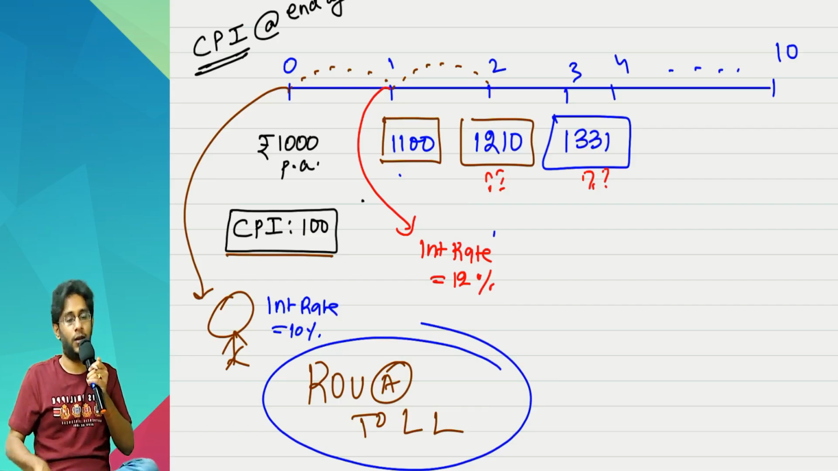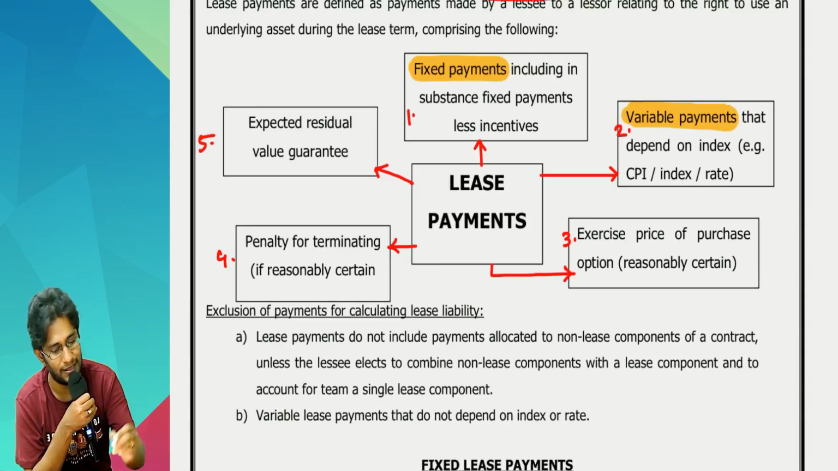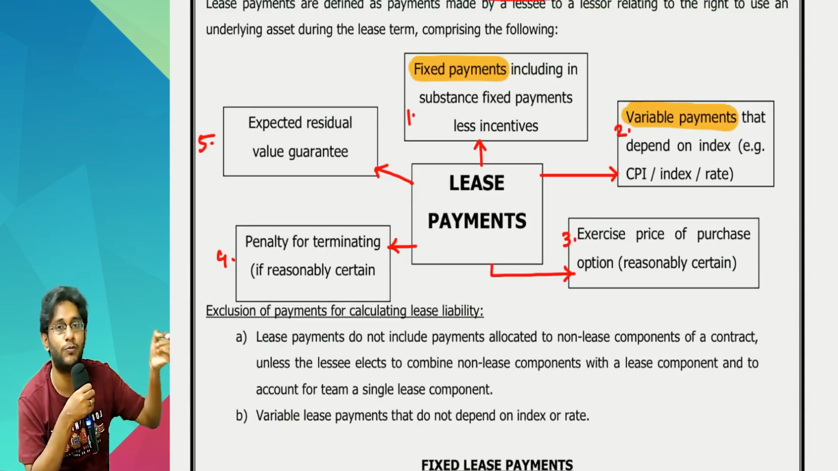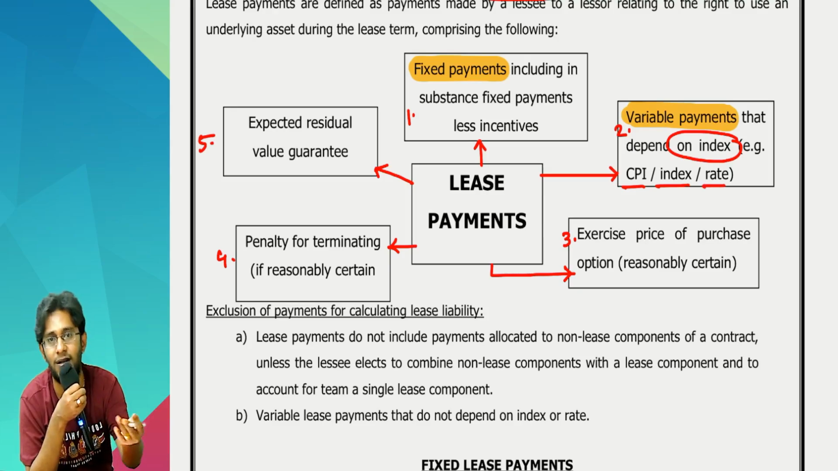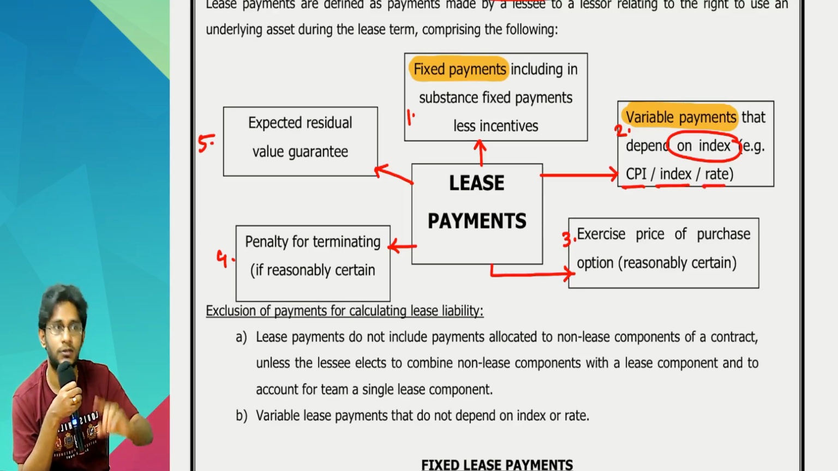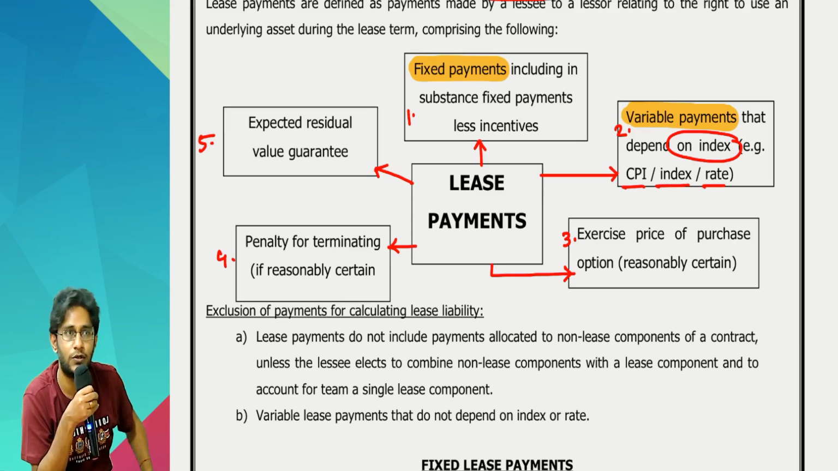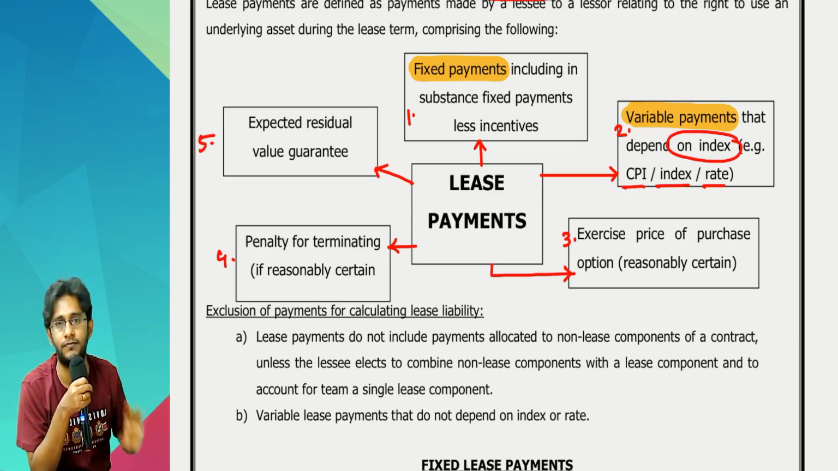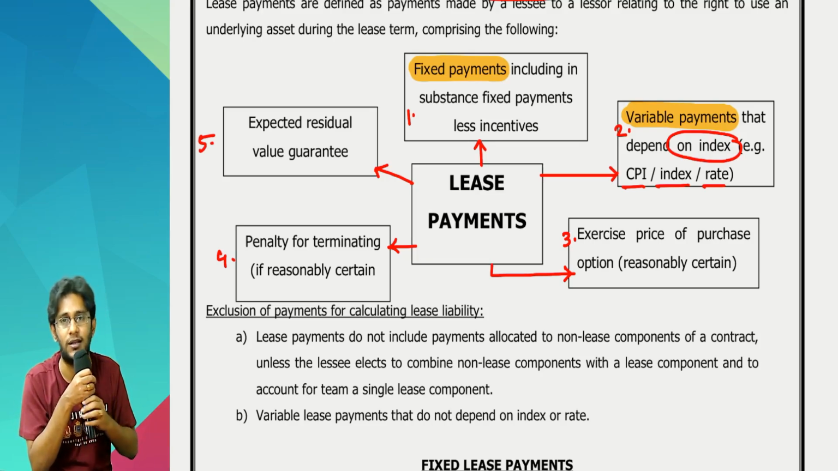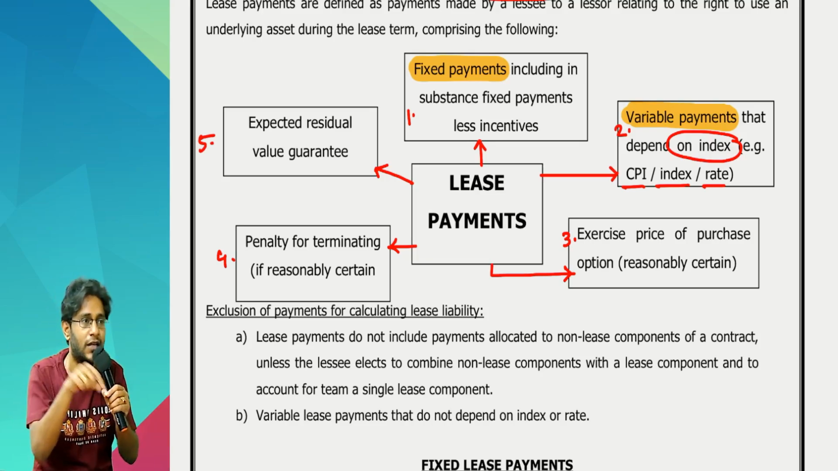Variable payments. Now listen to this, see this part correctly. Which variable payments are we talking about? Variable payments that are dependent on an index like CPI, any other index, or market interest rate, something like this. Suppose the lease rents are variable but not based on these. They are not lease payments as per the definition in Ind AS 116.